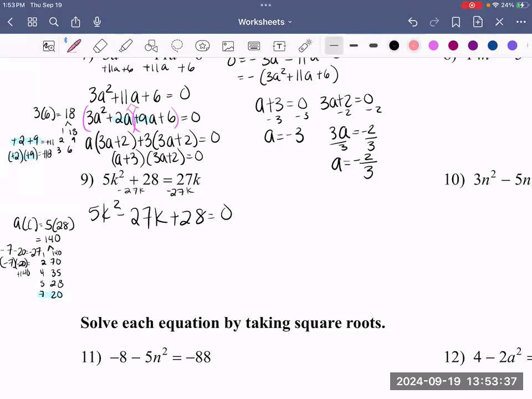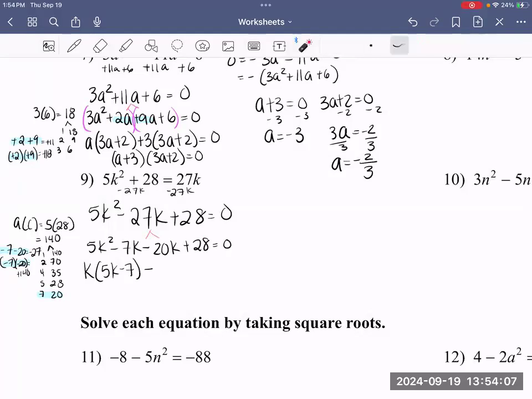So we're going to break these two terms up into what we found: 5k squared minus 7k minus 20k plus 28 is equal to 0. We can take out a k, 5k minus 7. We can take out a negative because your leading coefficient here, if we group it, is negative, and I will show my little grouping sign.